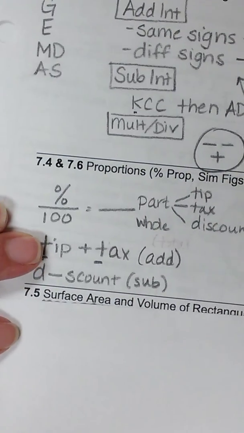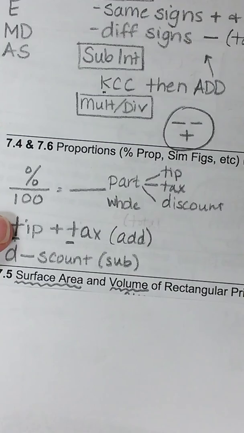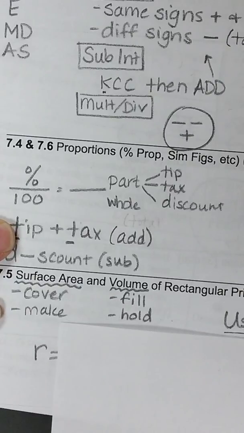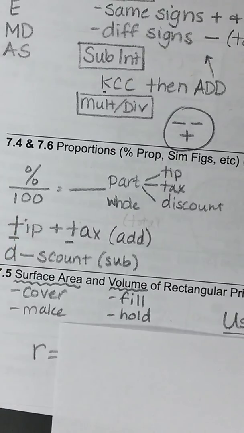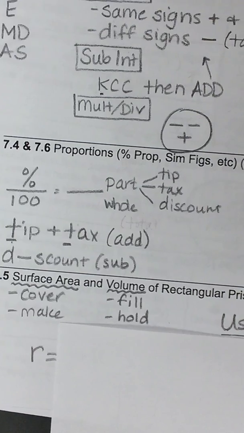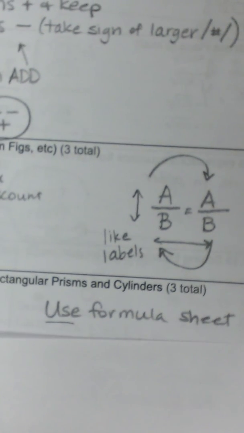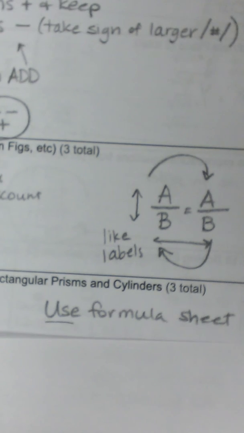For 7.5, this is about surface area and volume of rectangles or rectangular prisms and cylinders. For surface area, that would be words that mean like to cover or to make, or the materials to make, that kind of thing. For volume, it's fill or hold. Now these are only two examples. There are more. You need to make sure that you are using the formula sheet. Make sure that you use that formula sheet.